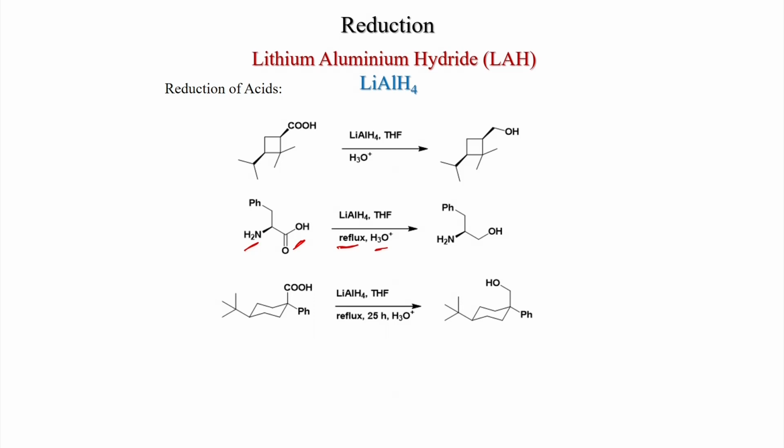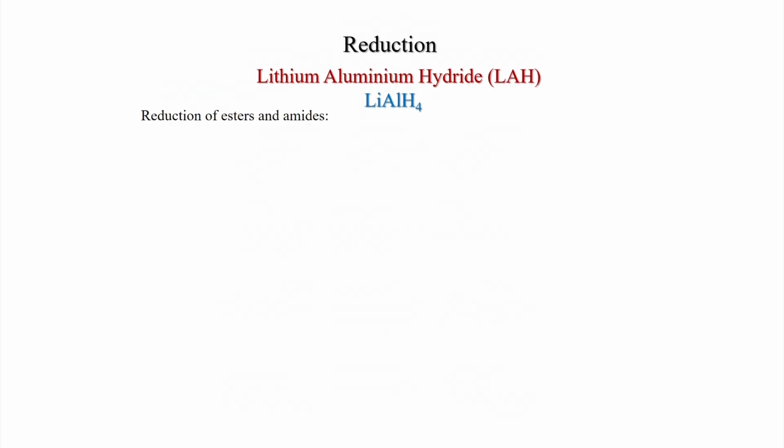And here a cyclohexyl group carboxylic acid is present, here lithium aluminum hydride reduces under reflux condition to the alcohol, and this is a quaternary center. Here a phenyl acetic acid like group is there, and this on reduction with lithium aluminum hydride generates this primary alcohol. Esters and amides can also be reduced.